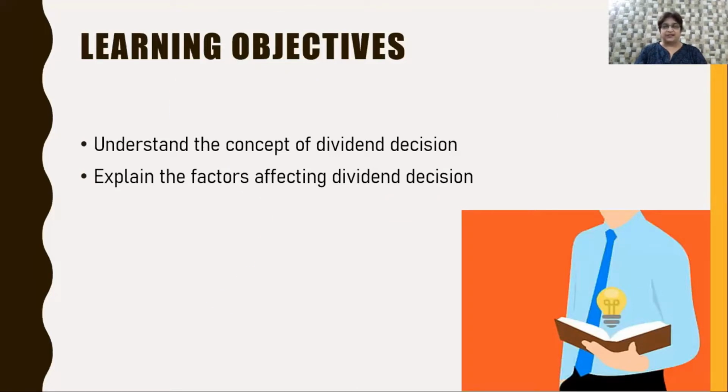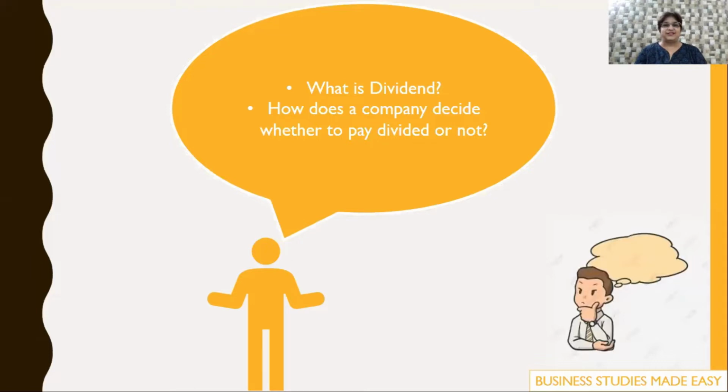Now, what is dividend? Dividend is that part of the profit which is distributed amongst the shareholders. Now, how does a company decide whether to pay dividend or not? That means, how does the finance manager decide how much to give as dividend and how much to keep back as retained earnings? So there are certain factors that he considers before deciding how much to be given as dividend. And we'll be doing that in this video.